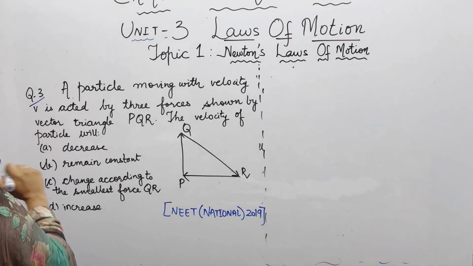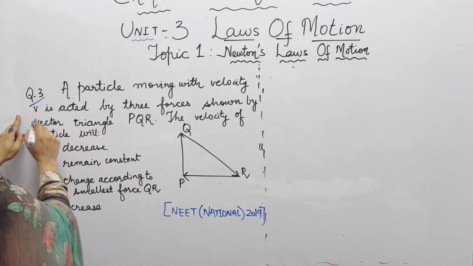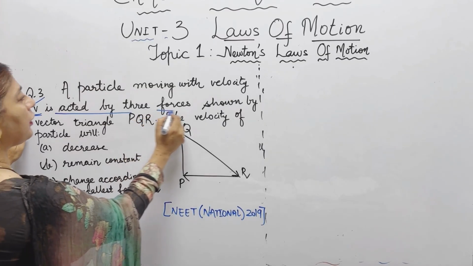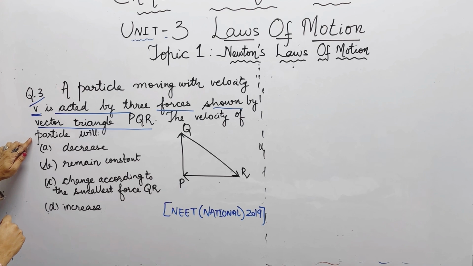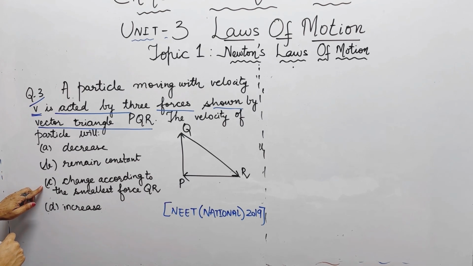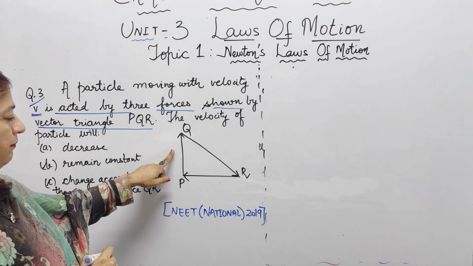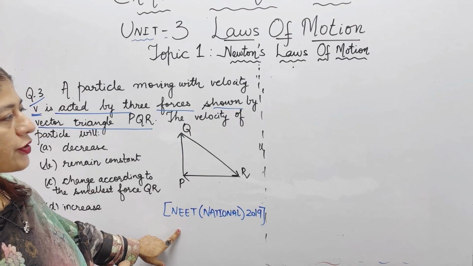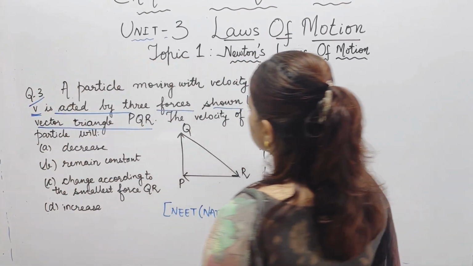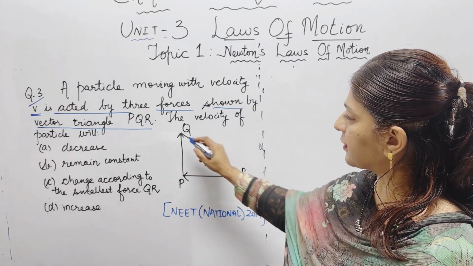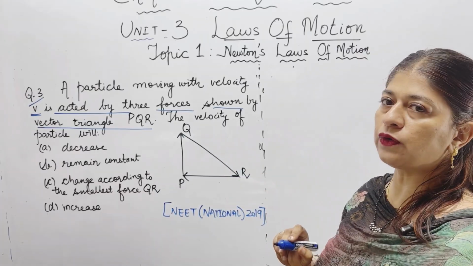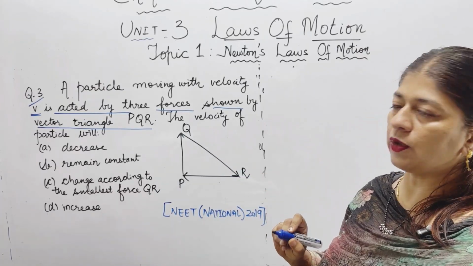Now the third question. A particle moving with velocity v is acted on by three forces shown in a vector triangle PQR. The velocity of the particle will decrease, remain constant, change according to the smallest force QR, or increase. So this is the diagram given for the same, and this question came in NEET National 2019. If you look at this figure, the forces are given by the sides of a triangle taken in order. It means they are in equilibrium.